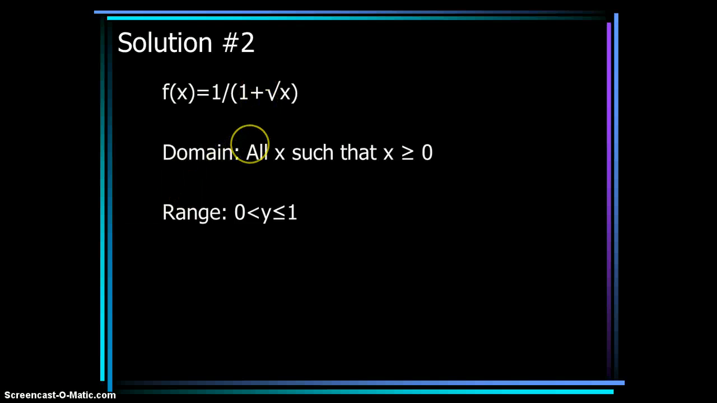What's the biggest that y could be? Well, let's look at it the other way. If x is 0, y could be 1, because that expression 1 plus root x would be 1 plus 0, and the value of that would be 1.